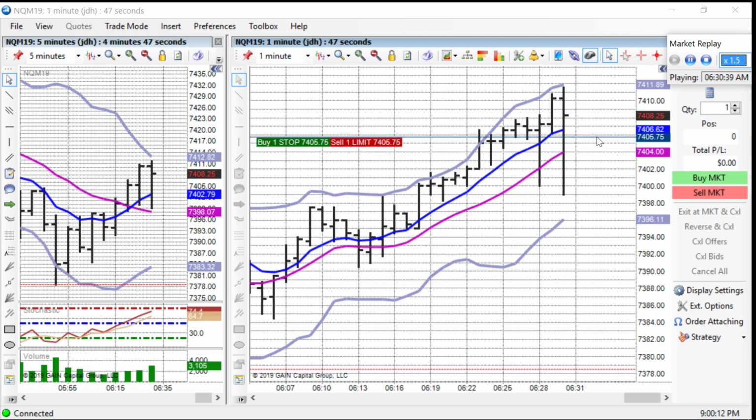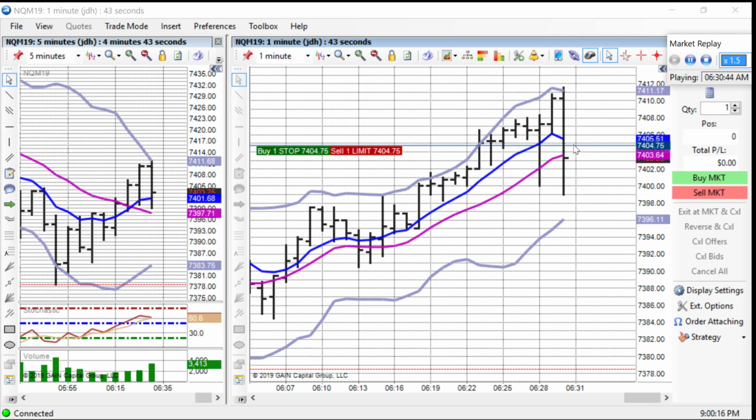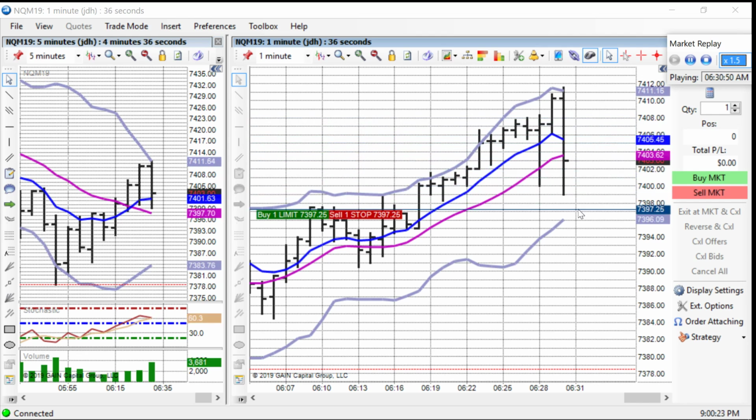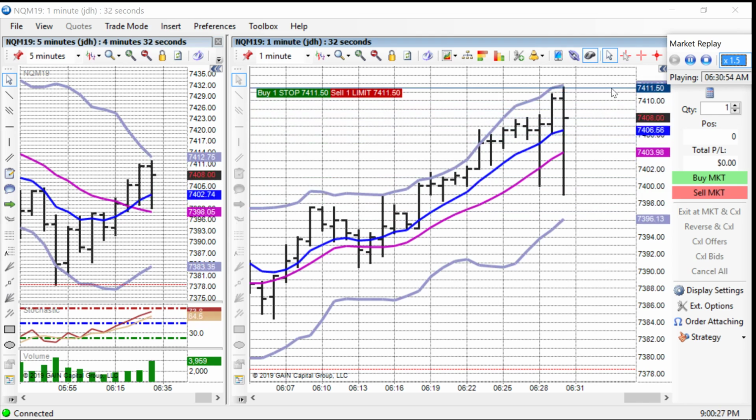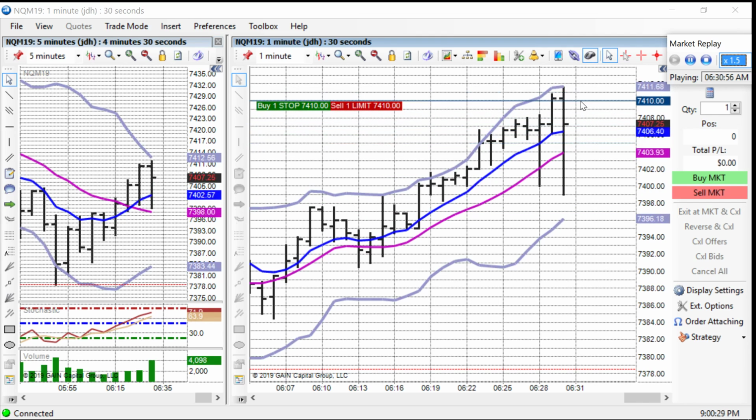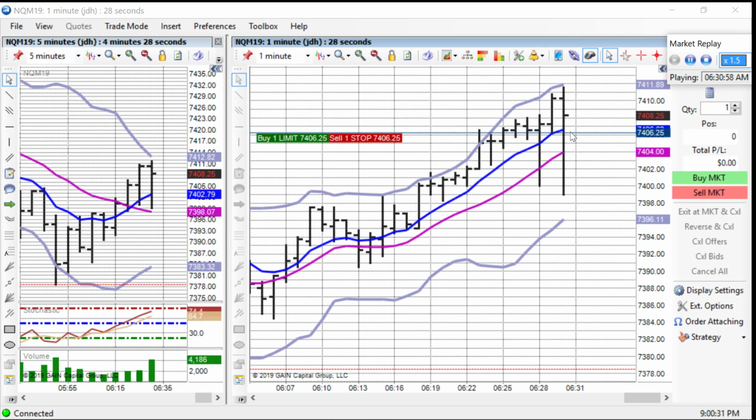At this point, I really don't know what direction it wants to move, so I'm not going to follow every tick. I'm just going to wait for a definitive pattern to occur, up or down, before deciding to enter the market.